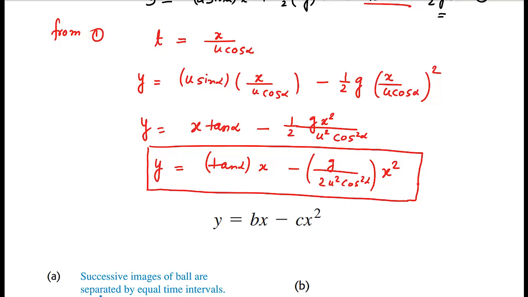And if you remember in mathematics, if you have a function like this, we call this a parabola. So I can write tan alpha is a constant b, and c is basically this term g divided by 2u square cos square alpha, that is another constant, and this is multiplied by x square. So this is the equation of a parabola, something like y is equal to bx minus cx square. So the trajectory in this case is a parabola. If you throw a projectile, it is going to follow a parabolic path.